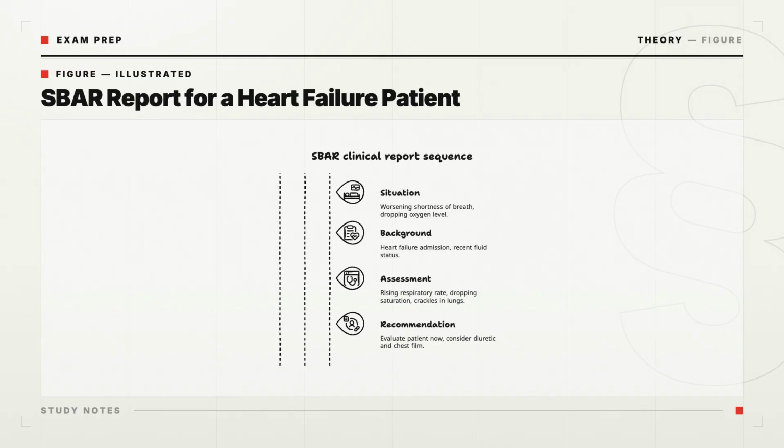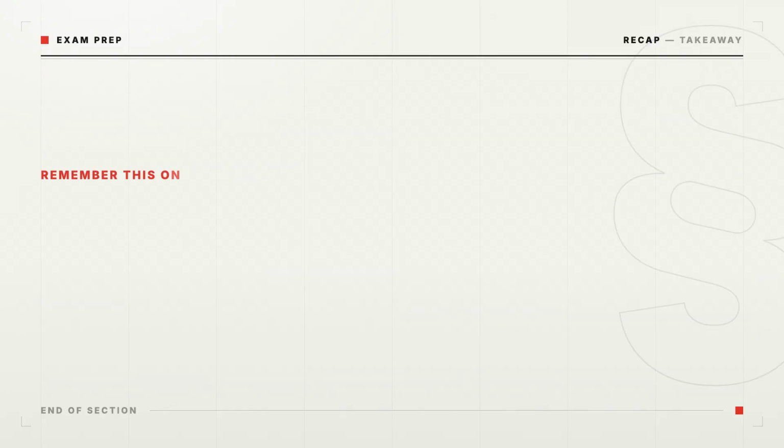Picture a nurse whose heart failure patient is growing more short of breath. She opens with the situation, gives the background of the admission and fluid status, offers an assessment of rising respiration and falling saturation, and closes with a recommendation to evaluate now and consider a diuretic and chest film.